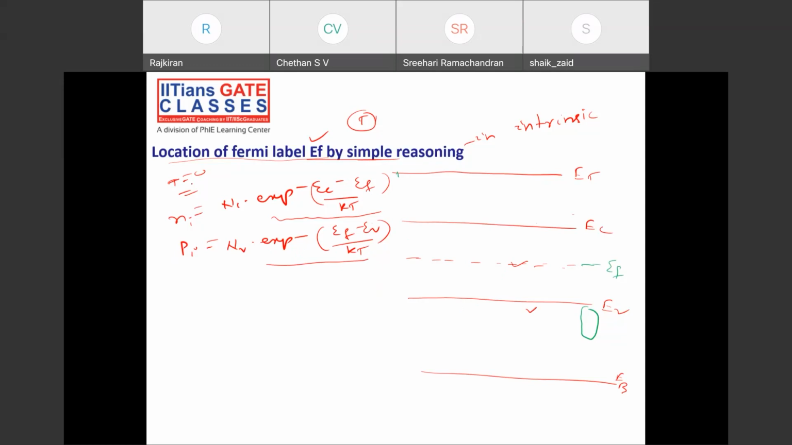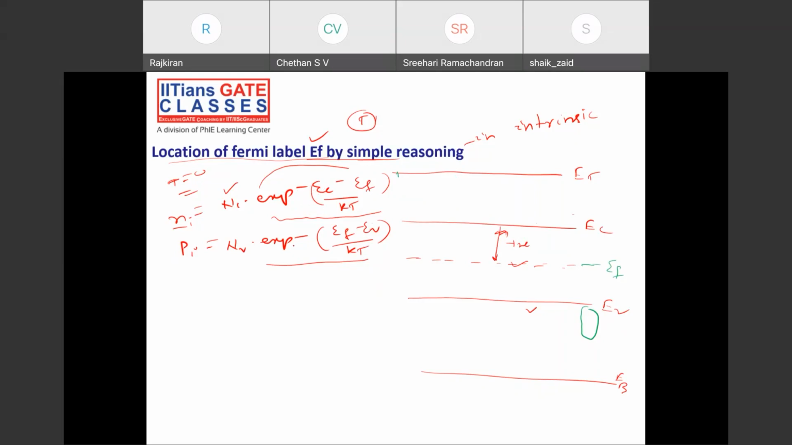If I multiply the effective density of states by a probability, I get the concentration. The probability should always be less than 1. That's why I put EC minus EF, which is a positive number, and then put a negative sign. That means 1 by some positive number, which will be less than 1.